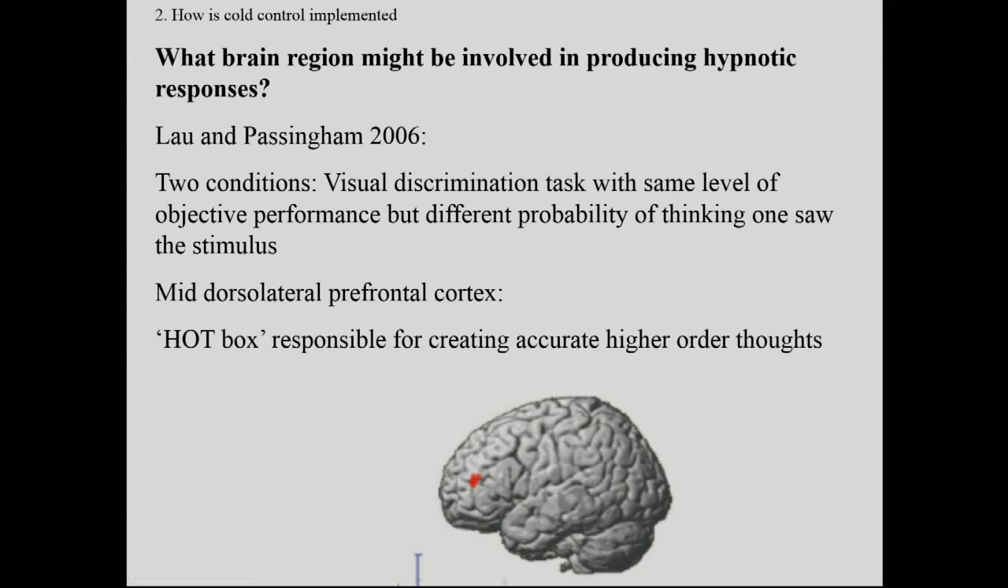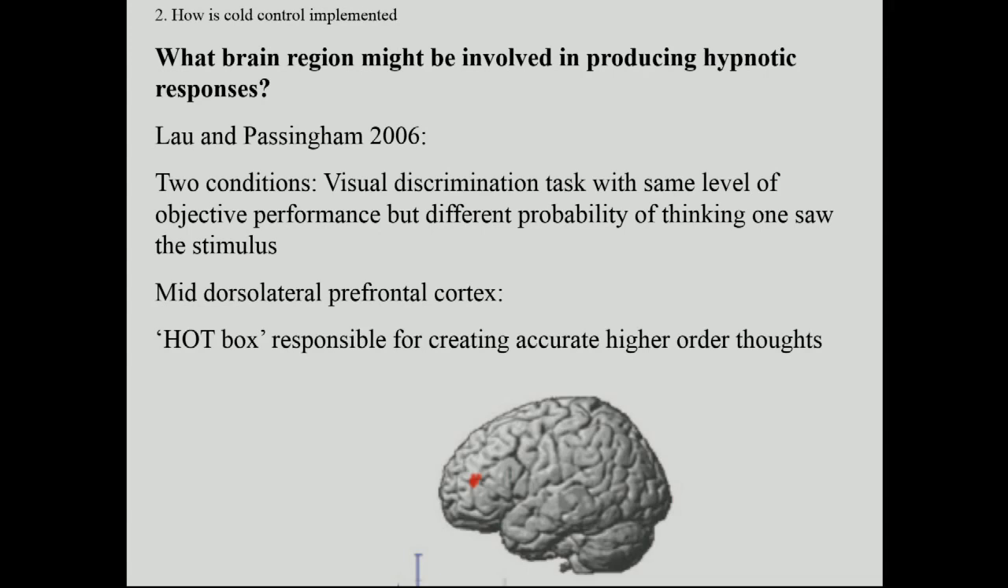And you might remember from the subliminal perception lectures, this study by Lau and Passingham, where they had devised a visual discrimination task where you had to say diamond or square. Was it a diamond there or was it a square? And the shape was metacontrast masked. And the interesting thing about metacontrast masking is you have a U-shape.